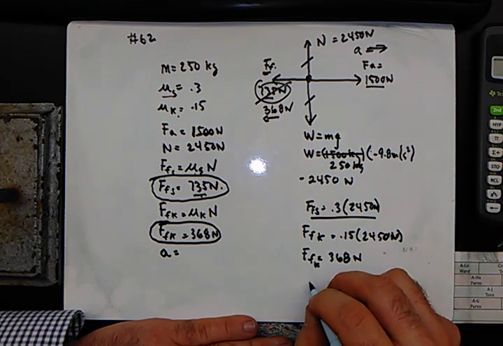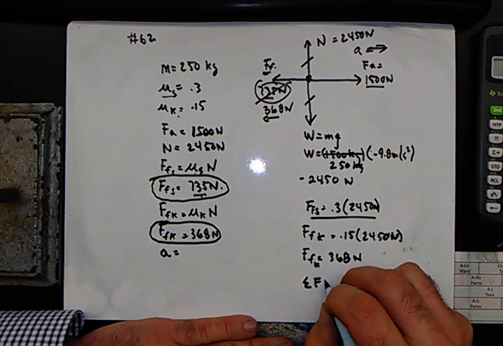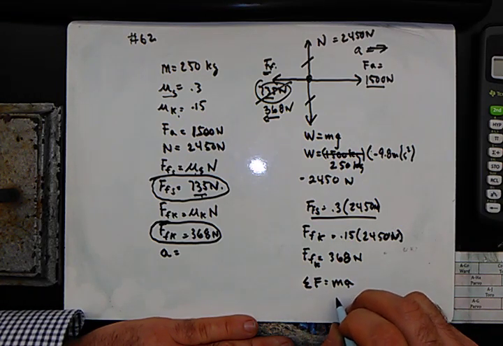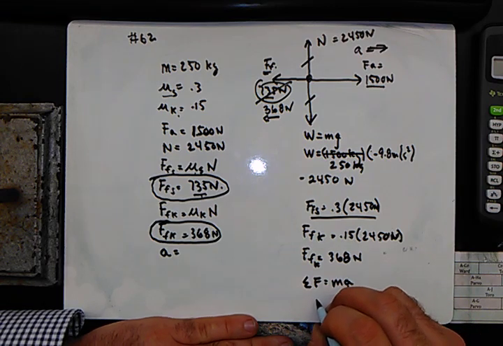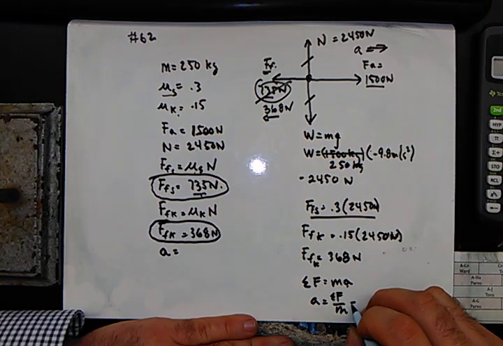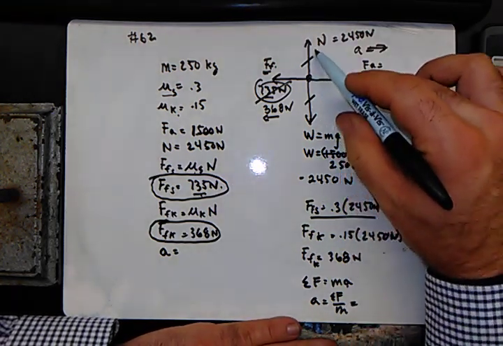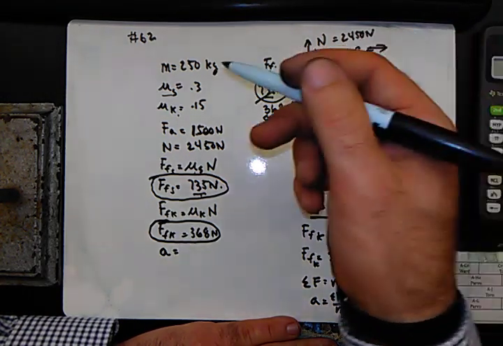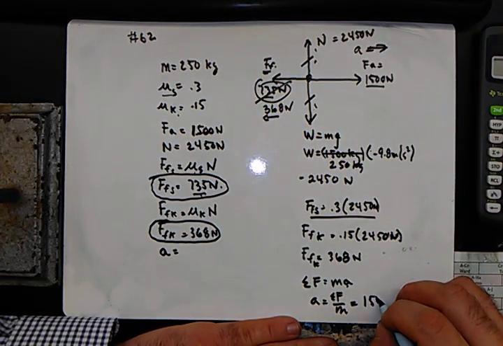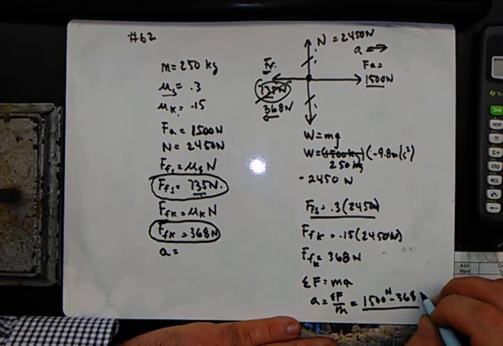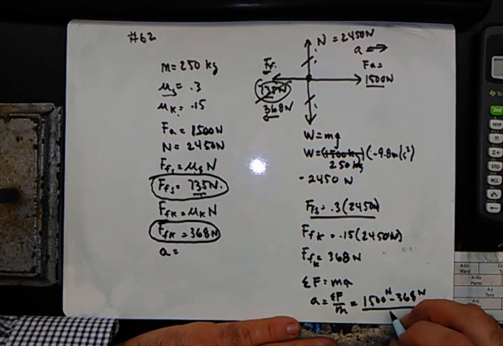We know that according to Newton's second law, force is mass times acceleration. We're solving for acceleration, so we're going to rearrange the formula. Acceleration is net force over mass. So for the net force, the up and down cancel. Those are 0. I've got a 1500 pulling to the right. I've got a 368 pulling to the left. 1500 minus 368. We'll put a unit on there. Divided by the mass. The mass was 250 kg.